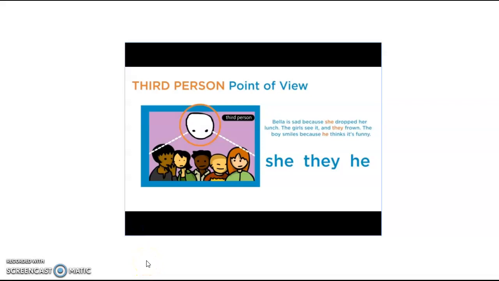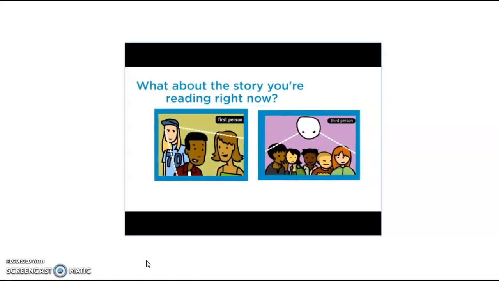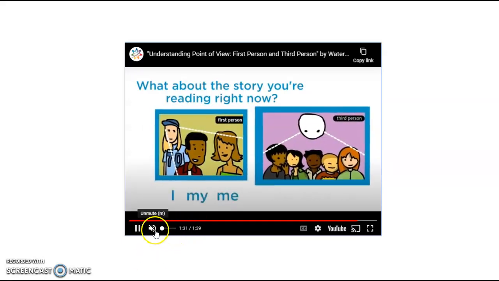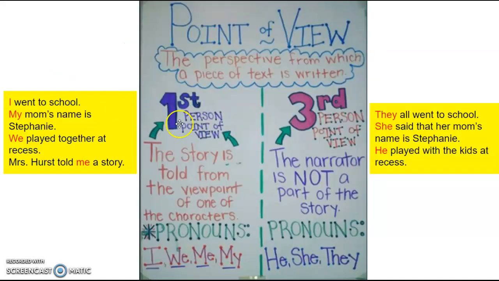So think about the difference between a first person narrator and a third person narrator. Think about the story that we're reading, Treasure in the Trees. Does it have words like I, me, and my? Or does it have words like she, they, and he? We'll talk about that again here in just a second.